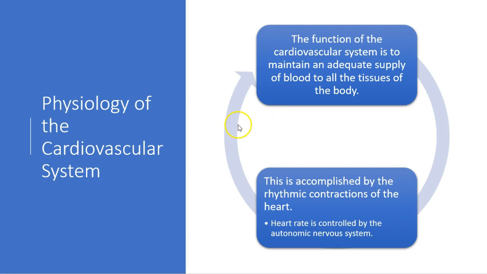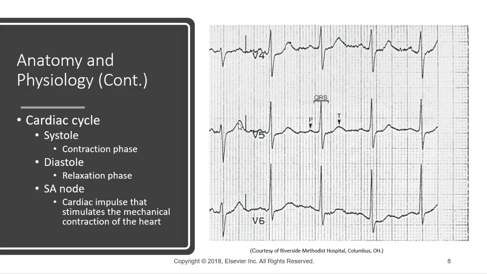So, the physiology of the cardiovascular system. The function of the cardiovascular system is to supply and maintain an adequate supply of blood to all the tissues of the body. This is accomplished by rhythmic contractions of the heart, and the heart rate is controlled by the autonomic nervous system. So if we look here, cardiac cycle, you can see a strip here of a cardiac rhythm.